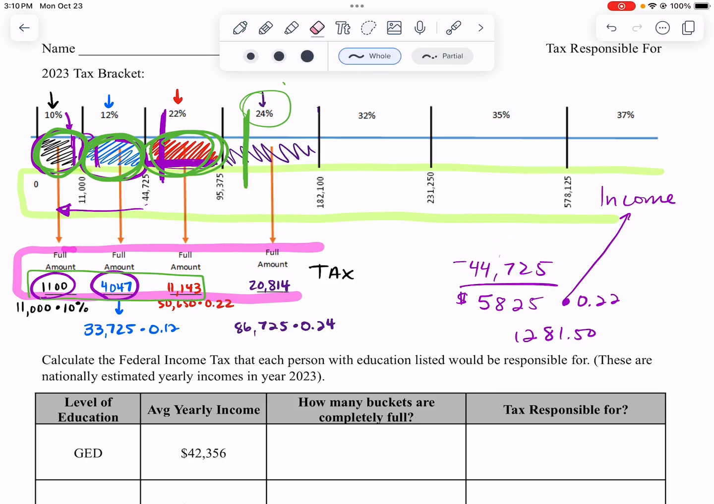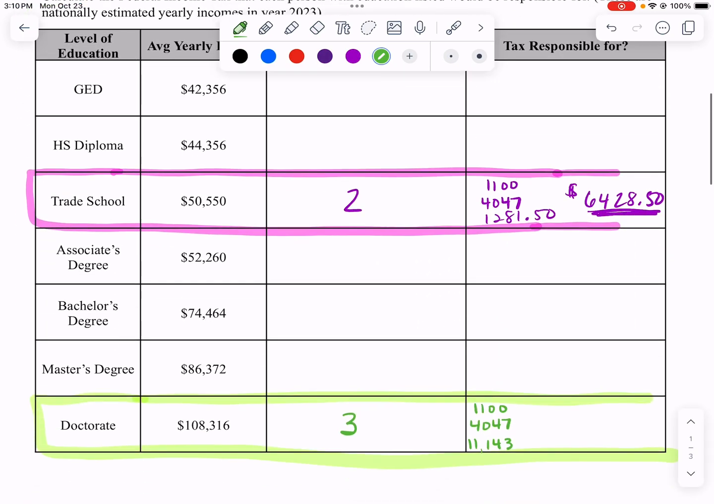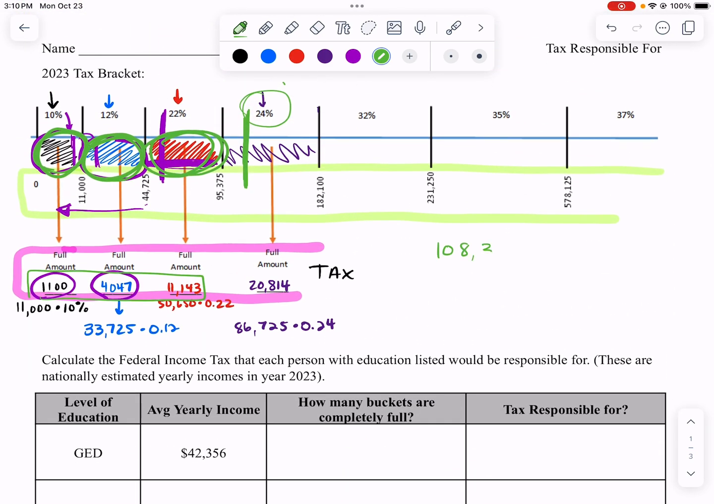So to do that, I now have to come back to this 108,316, and I have to get rid of all the amounts I've already paid tax on. So I go backwards to the previous income, minus 95,375. So if I do that, 108,316, I get $12,941. That is the amount of income in this bucket.